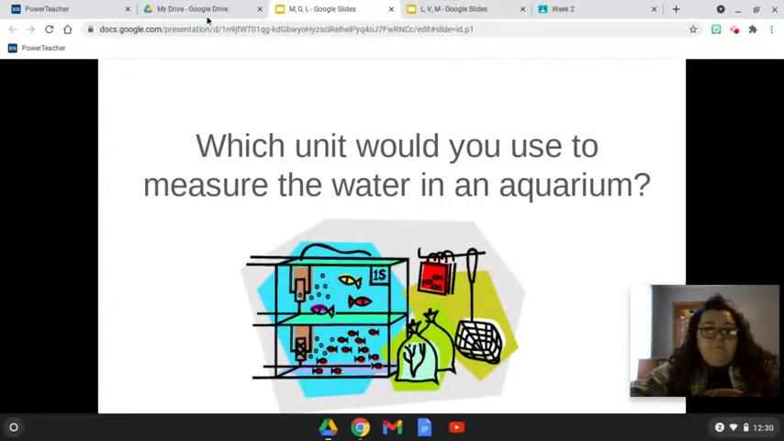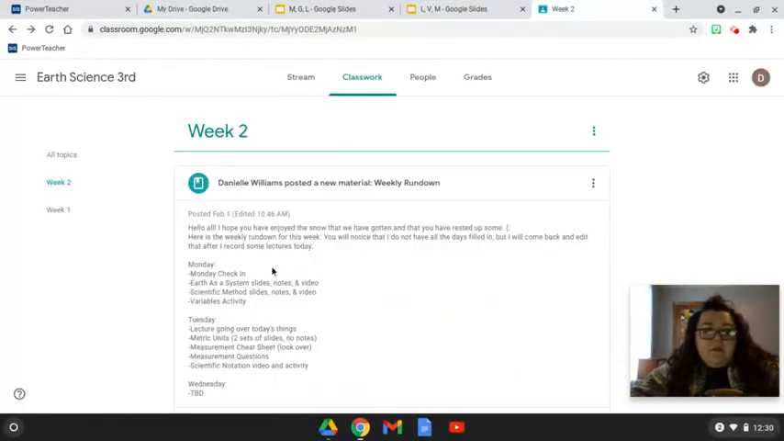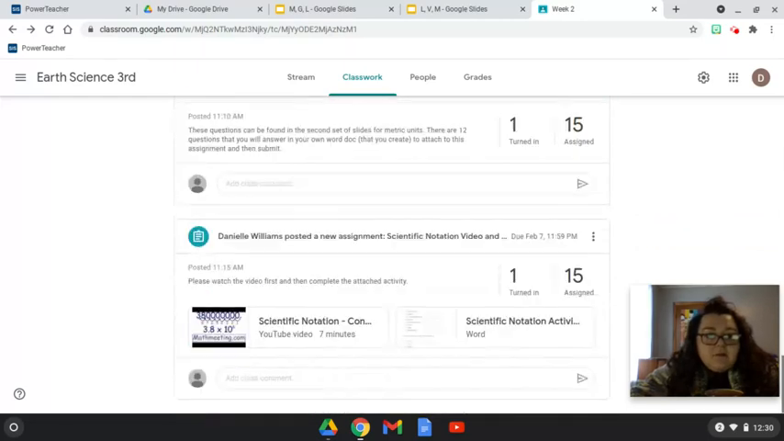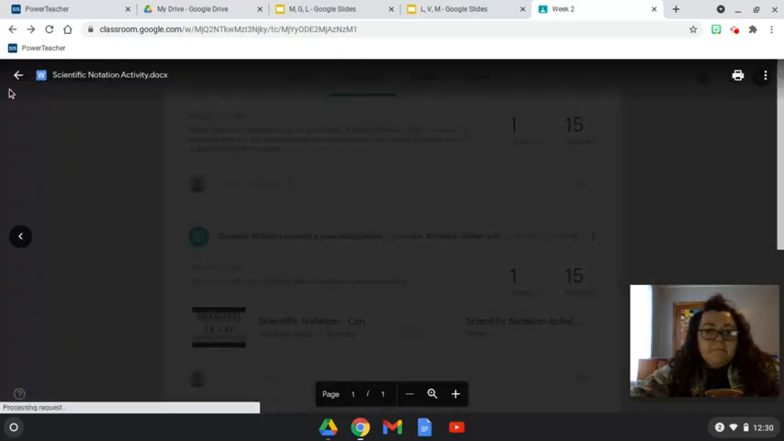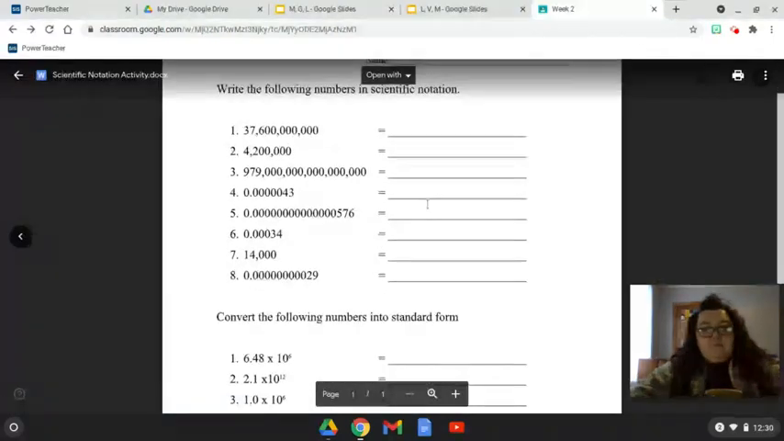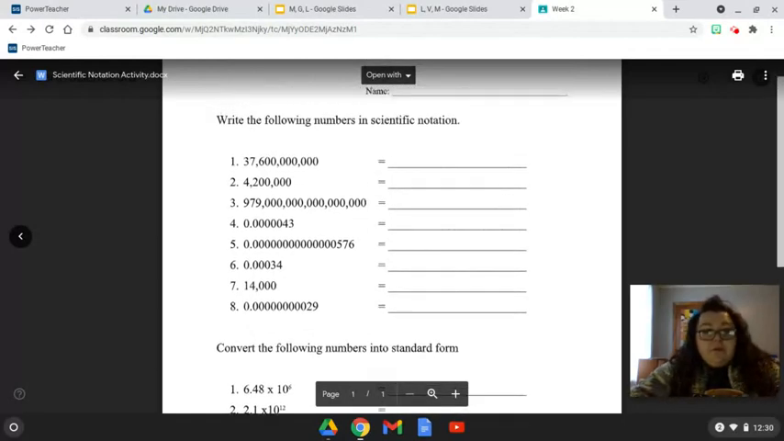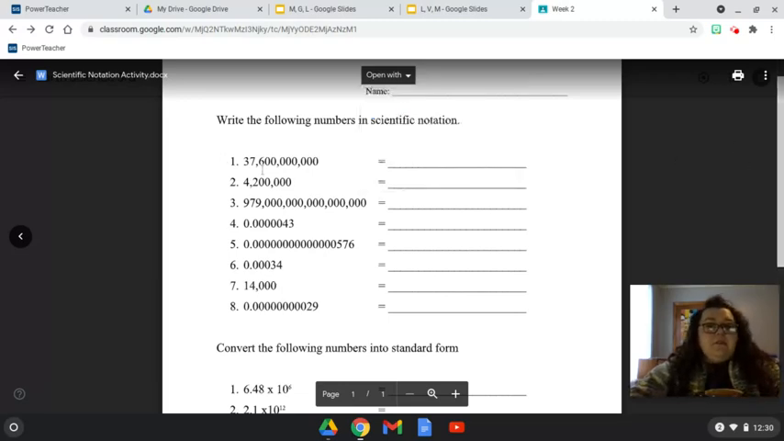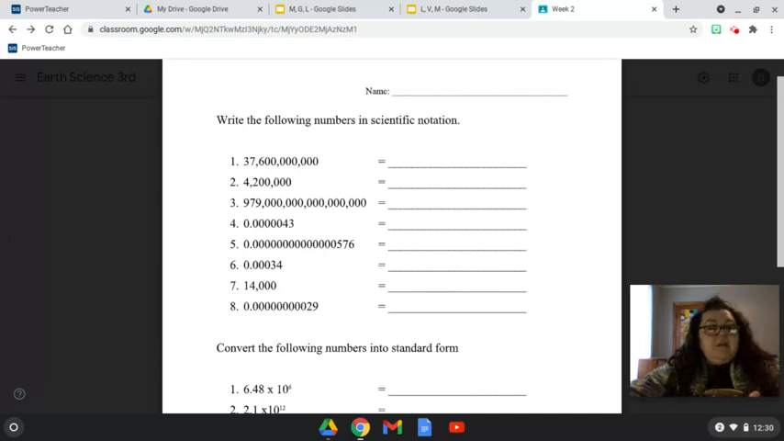Okay, and then, let's see. After that, you're going to be doing scientific notation. Let me go down and click on that assignment real quick. So I'm going to pull up this Word document. On this one, whenever you click on it, you're going to want to hit open with, and then you want to hit Google Docs, and it'll take you to your own document. After you watch the video that's attached, just don't go straight to this unless you already know how to do it.